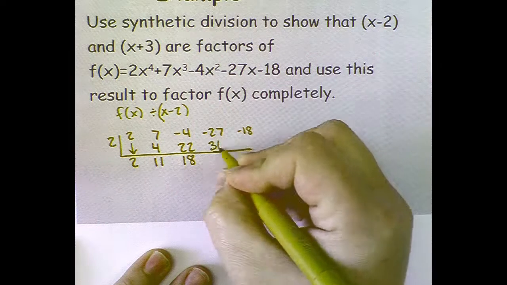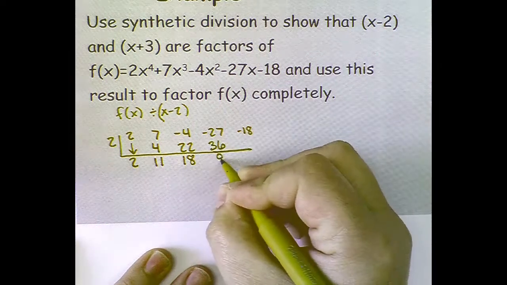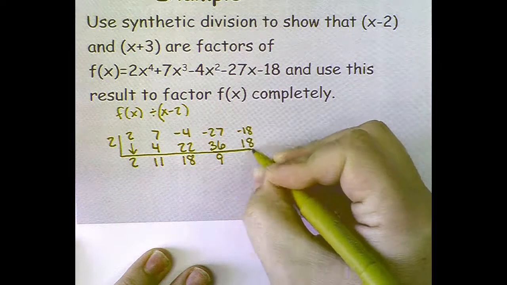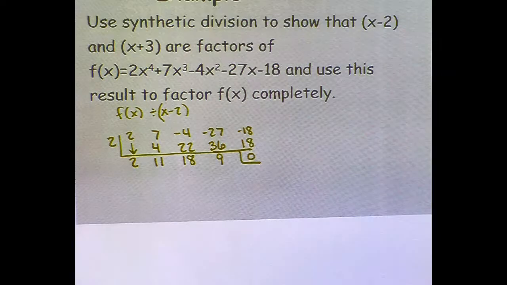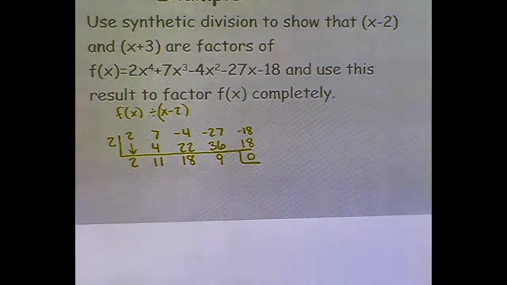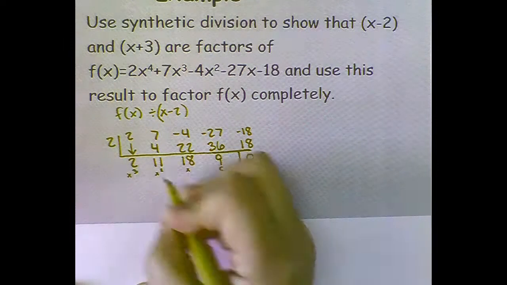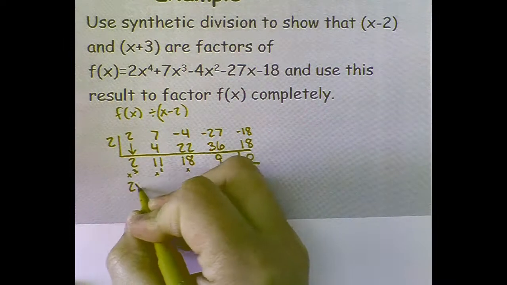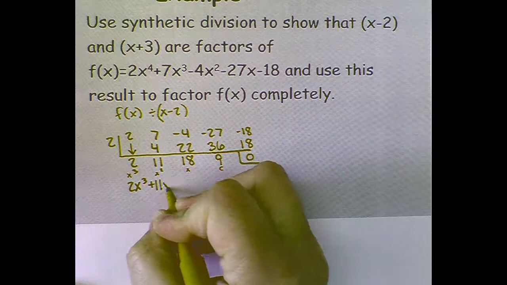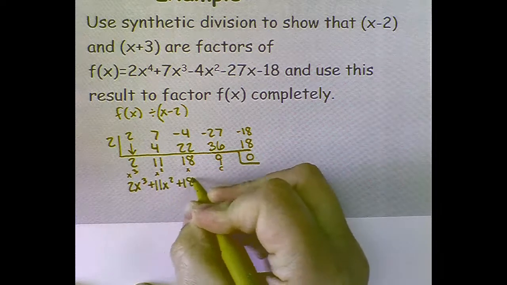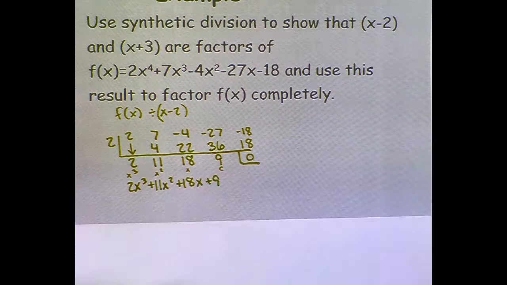Multiply, 36. Add, 9. Multiply, 18. Add, 0. That should be 0. If I tell you it's a factor, you definitely want to end up with a 0. So that means we have a constant, x, x squared, x cubed. We are still working with 2x cubed plus 11x squared plus 18x plus 9.